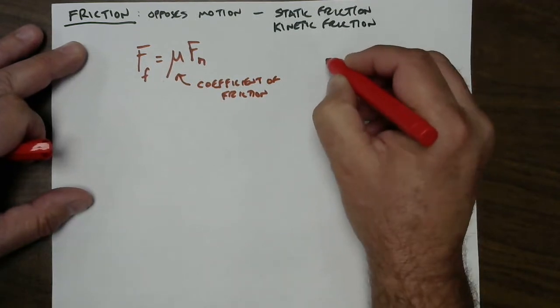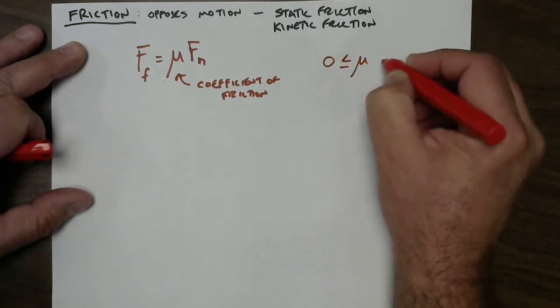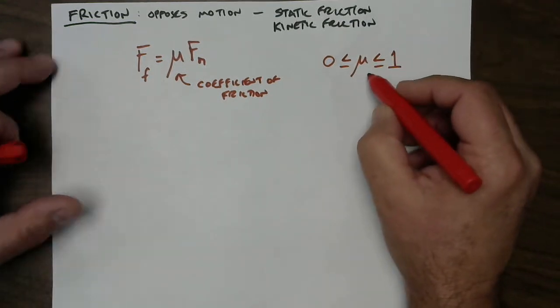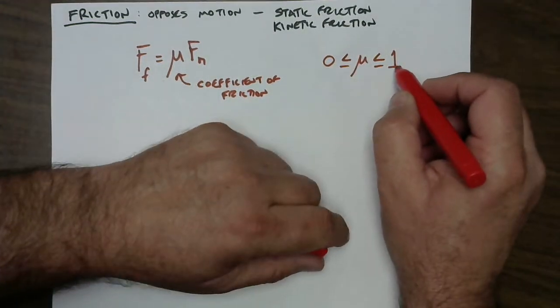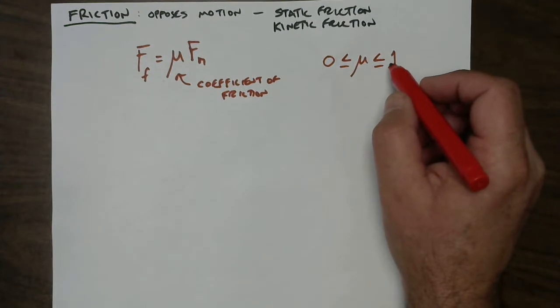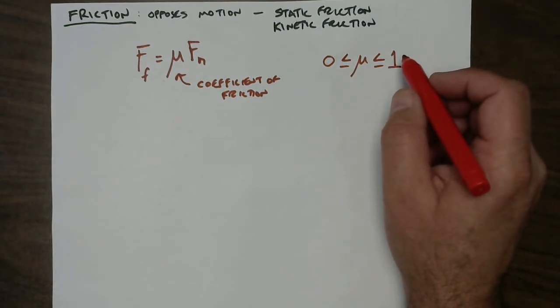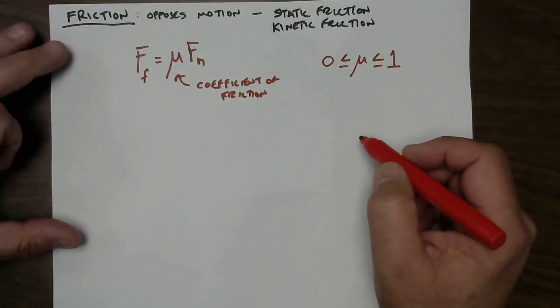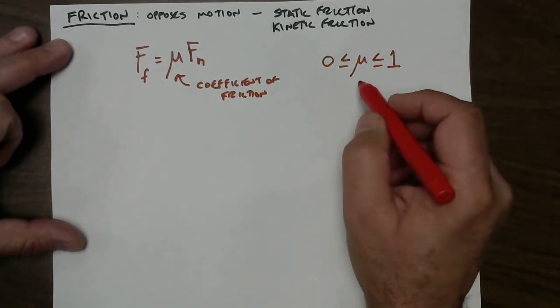The coefficient of friction tends to be between 0 and 1. Usually it's a fraction. There are some substances for which the coefficient of friction gets larger than 1, but you know, not enough to write home about. You're normally going to see this coefficient of friction be a fractional number.